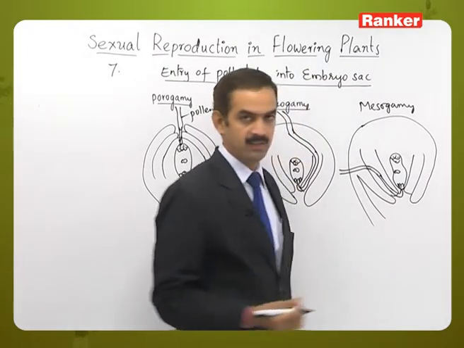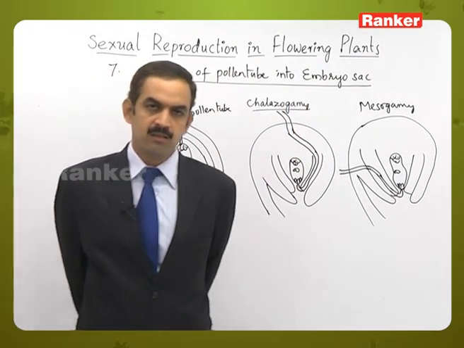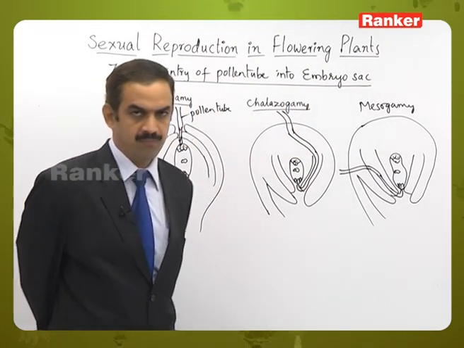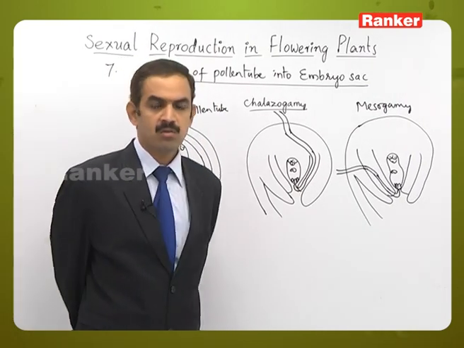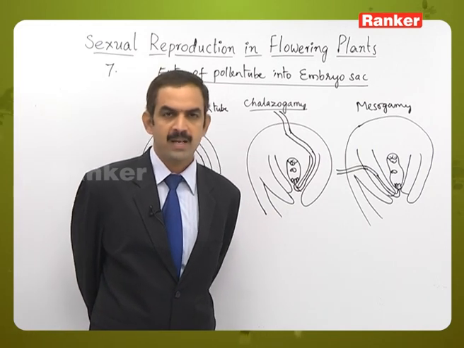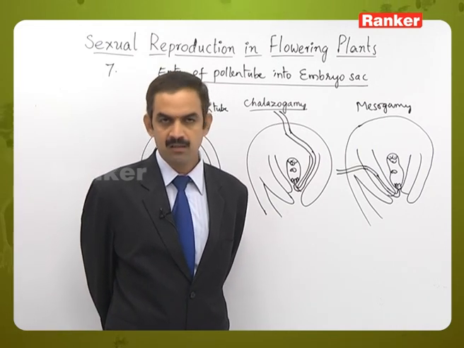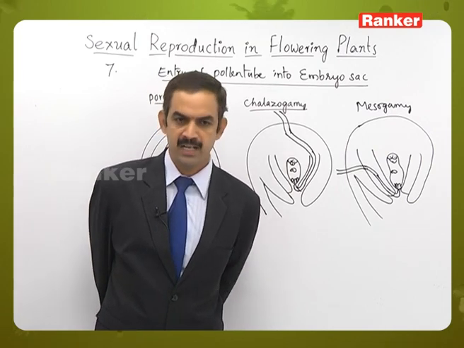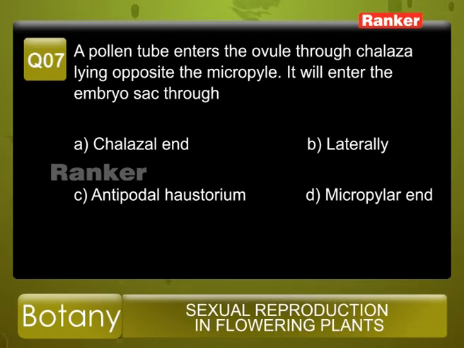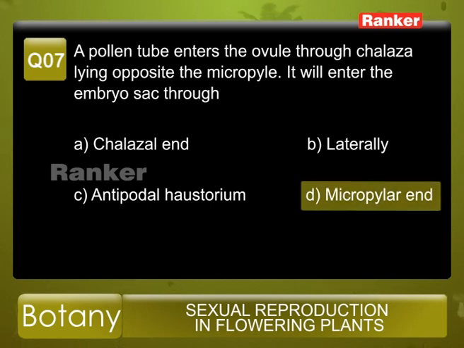through the micropyle. That means the pollen tube may enter the ovule by any of the three methods, but it will enter the embryo sac only through the micropylar end. So from the given options, option D is the correct answer.